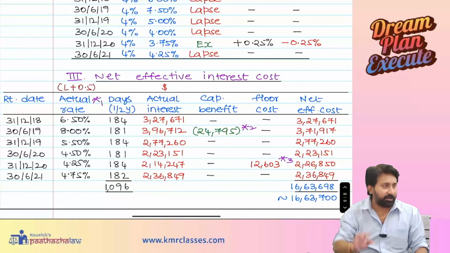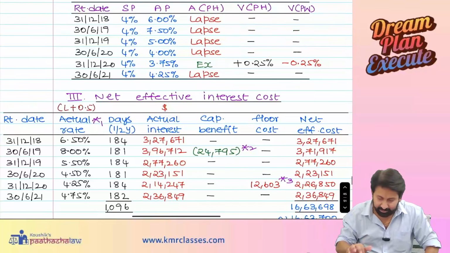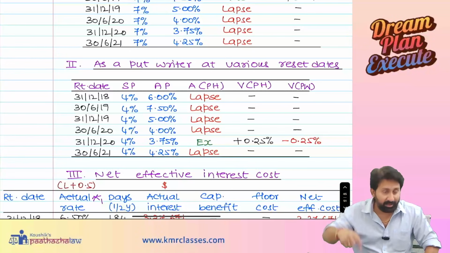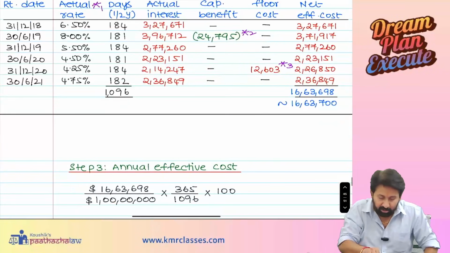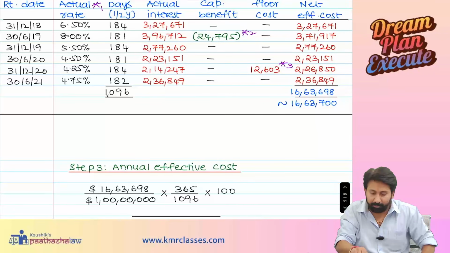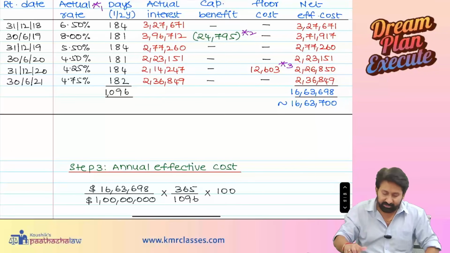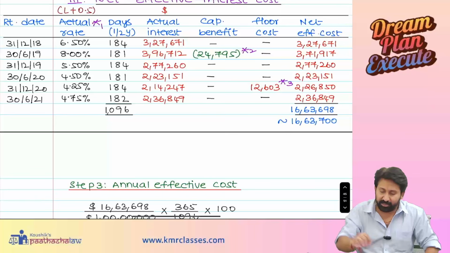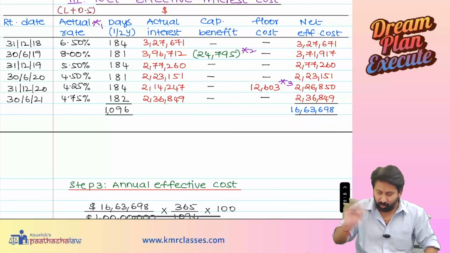Same we have done also for the put option. Directly see the put option for that case. Minus 0.25, you have to pay. Put right now you have to pay. Already you are paying 2,14,247. Again you have to pay 12,603. Totally 2,26,850. So total interest is how much? 16,63,698. Don't round off.